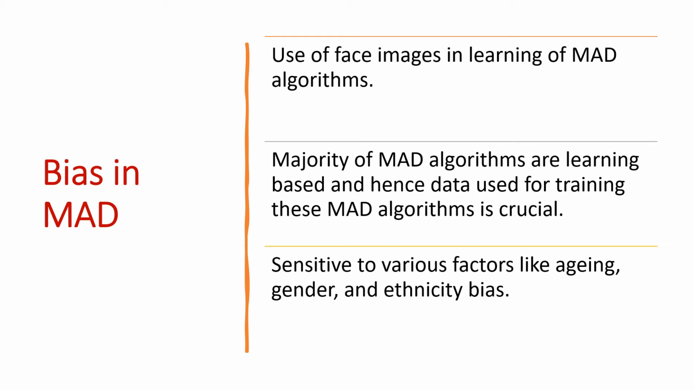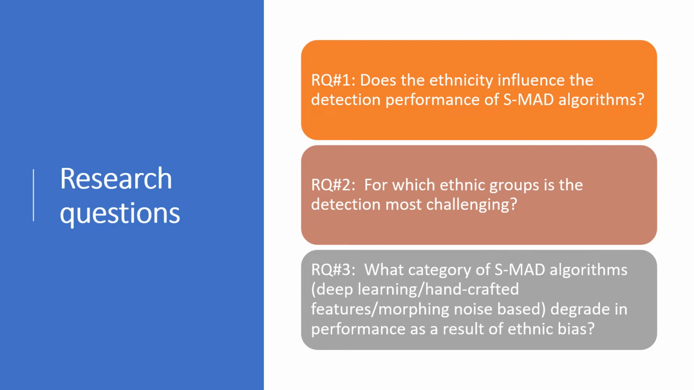And as I already mentioned, another motivation for bias in MAD is the sensitivity to various factors. Since the morph attack detection algorithm should work within the same scope as the face recognition system, it is highly sensitive to aging, gender, and ethnicity bias. So these factors have motivated us to look for bias in morph attack detection.